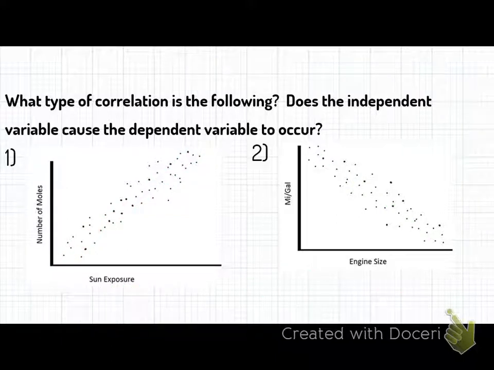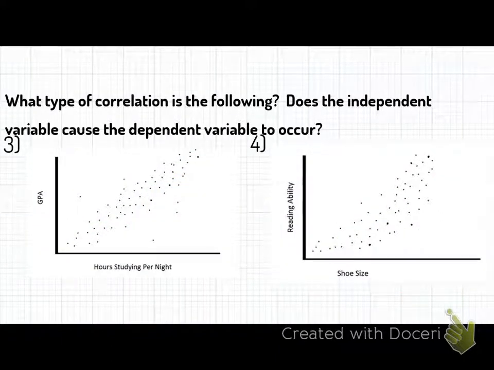Let's go to number 3. Number 3 and 4, discuss with your neighbors. I want you to tell me what kind of relationship there is and whether one thing causes the other thing to happen. Okay, go.